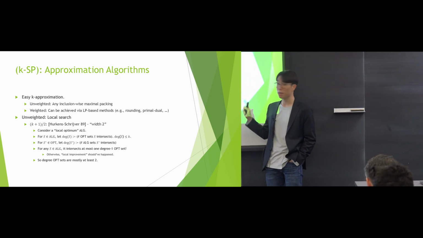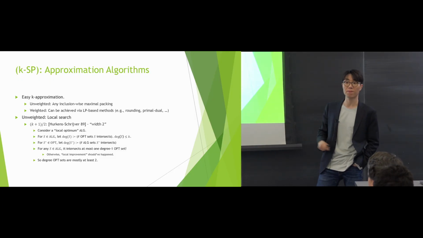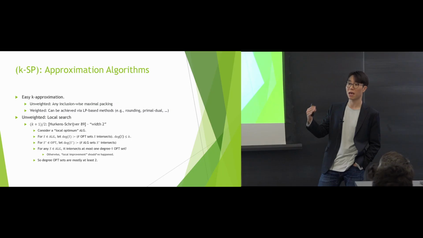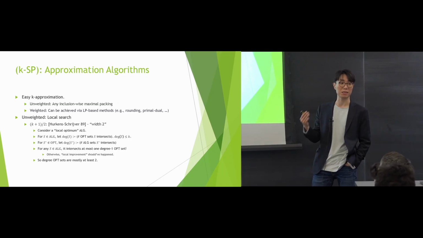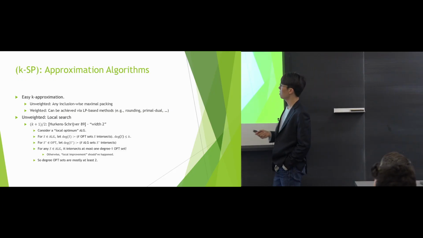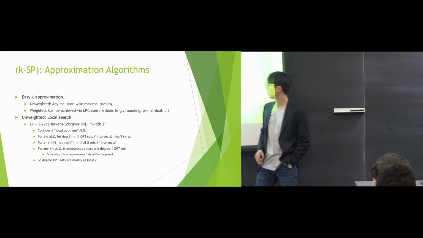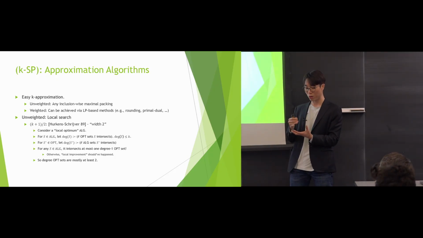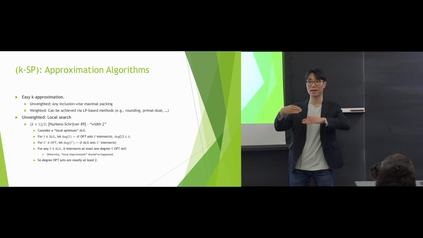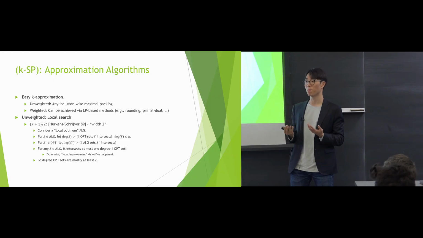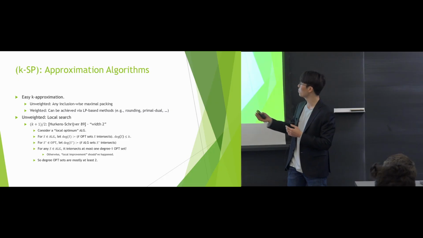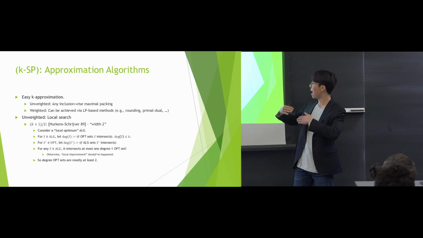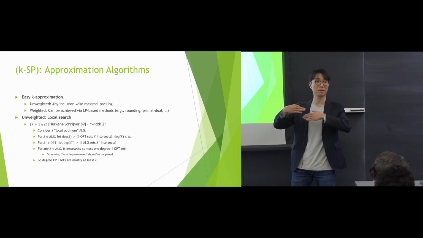But one observation one can make is that if I fix one set that I found, it's going to intersect with at most k optimal sets, and they will have their own degrees. But then one can easily observe that my set S will intersect with at most one degree 1 optimal set. Because if I look at one set I found, and there are two sets of degree 1 intersecting with it, then there is a valid local move, meaning that I can just remove this set from my collection and add these two optimal sets that have degree 1, meaning that they don't intersect with any of the other sets in my collection.